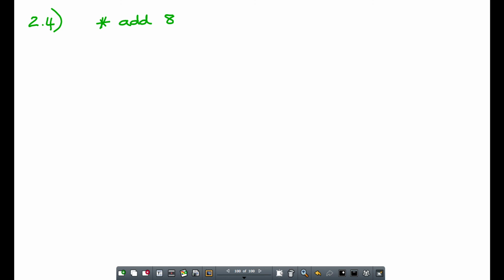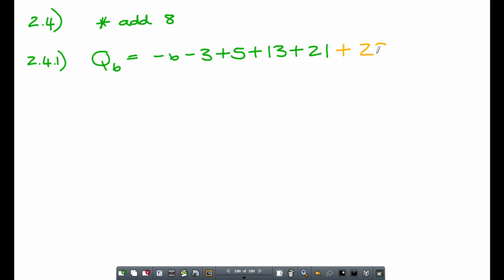Okay, so now they're asking me at 2.4.1, skryf 'n numeriese uitdrukking vir die 6ste enetjie. So Q6 will then be, en hy gaan nou dieselfde lyk as Q5. So minus 6, minus 3, plus 5, plus 13, plus 21. So exactly the same as what we had. And then we're going to have plus 29.